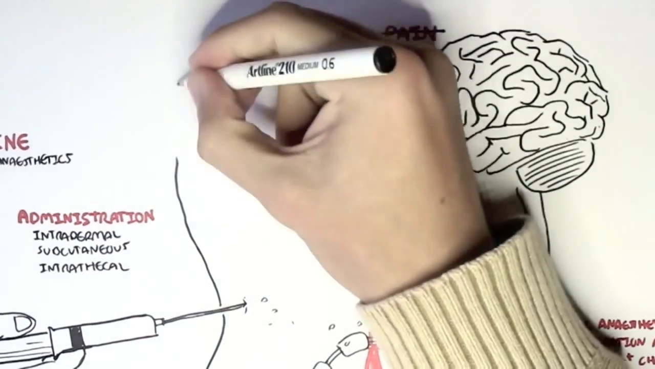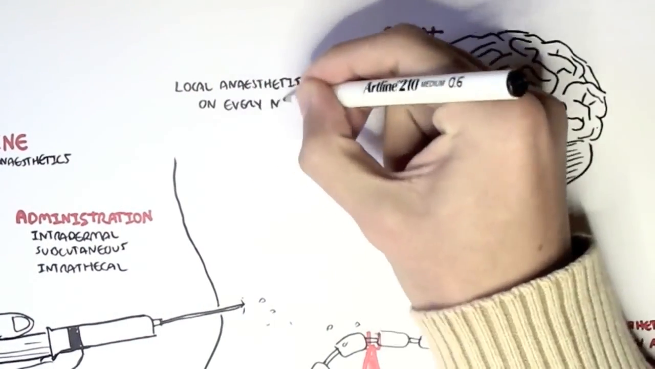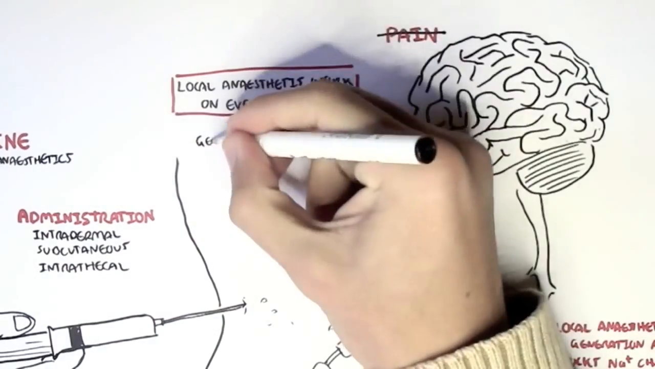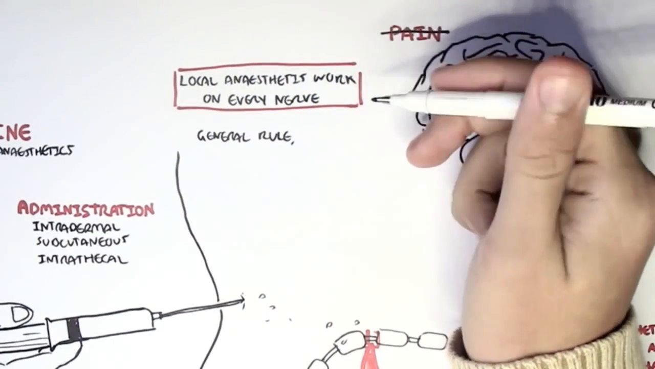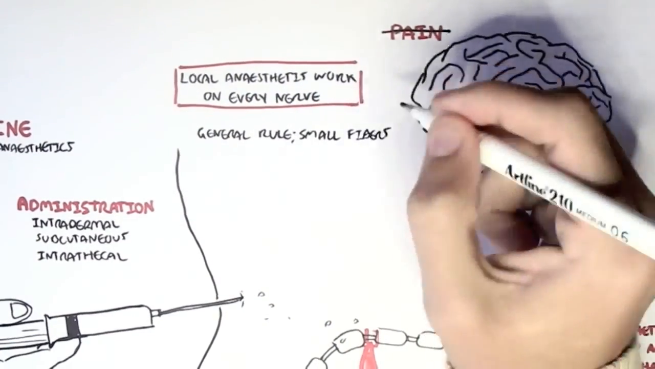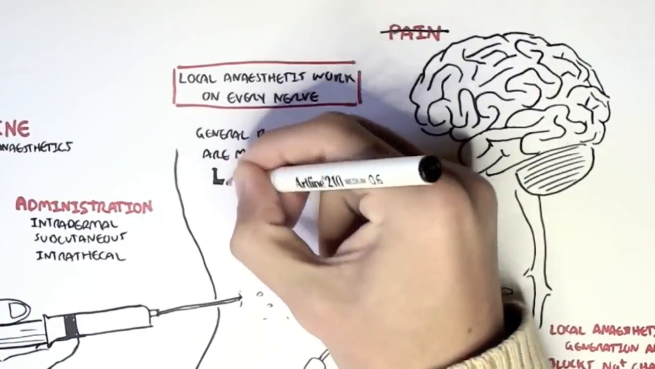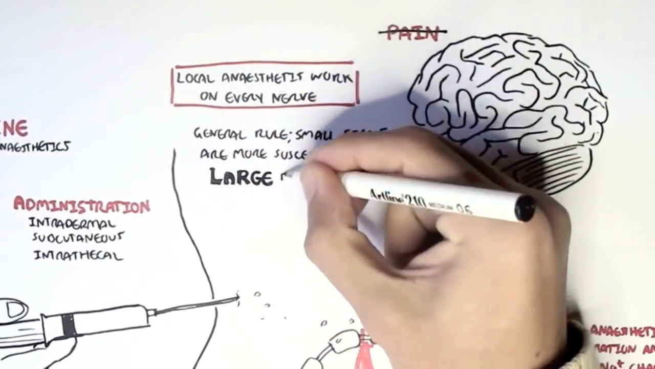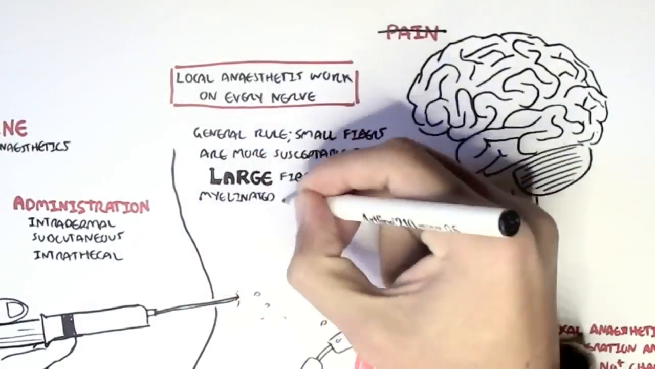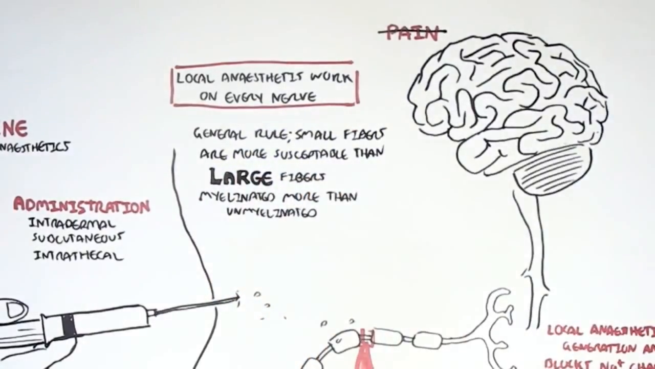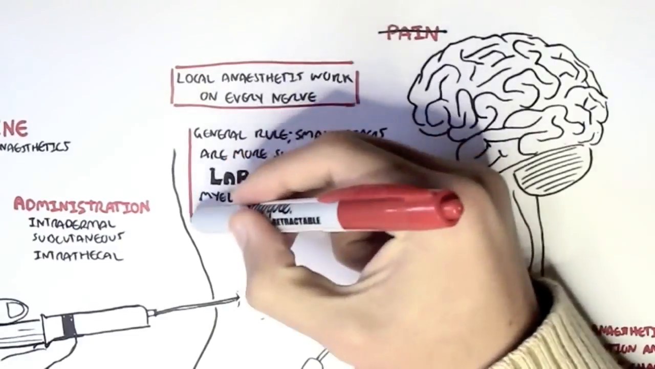However, local anesthetics actually work on every type of nerve, not only these afferent nerve fibers, the pain fibers. But as a general rule, they work more on smaller fibers because small fibers are more susceptible than large fibers. And local anesthetics also work particularly on myelinated more than unmyelinated nerve fibers.